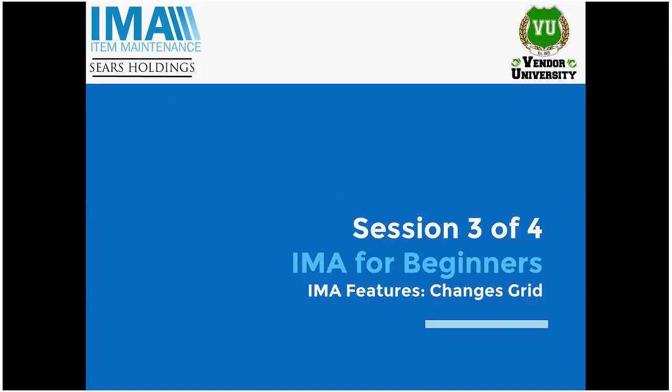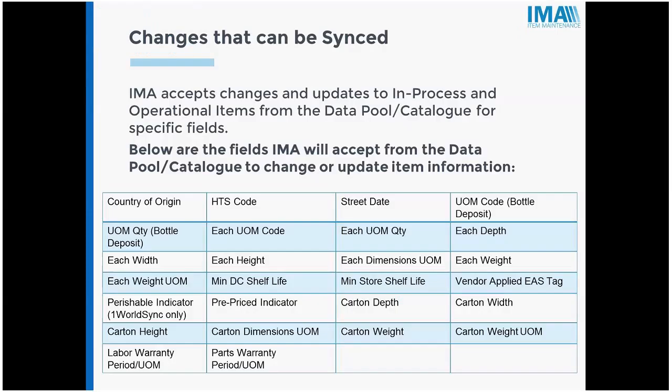Now let's talk about the changes grid. IMA accepts changes and updates to in-process and operational items from the data pool/catalog for specific fields. So this is a list of all the fields that IMA will accept from the data pool catalog provider to change or update item information.